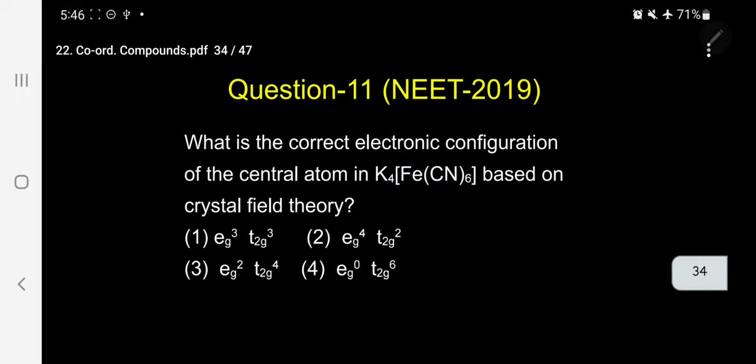Whereas in the presence of ligands, this degeneracy goes off. Kindly follow. Depending upon the positions, axial or equatorial, along the axis or between the axes, they will differ in energy level. So they split because it's octahedral. The compound has only 6 ligands, so it is octahedral.